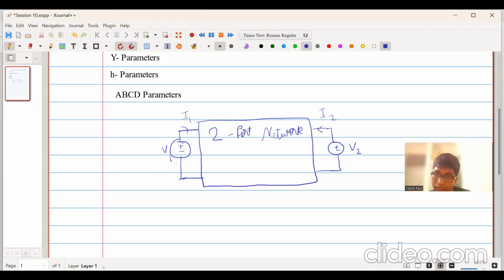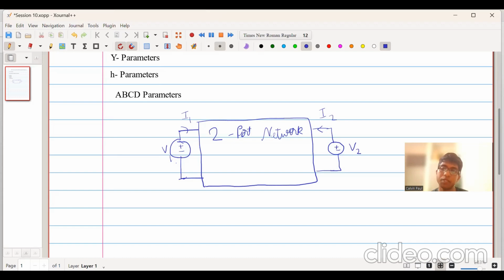And for current I2, if it is flowing into the network, then it is positive. So this is the direction of positive current for I2, and this is the direction of positive current for I1. Whenever the current is flowing into the network, we will consider it to be in the positive direction. You must keep this convention in mind while solving these sums.